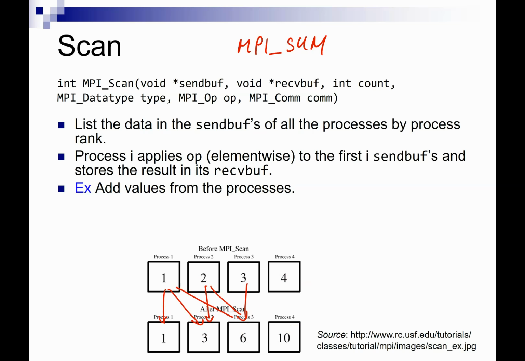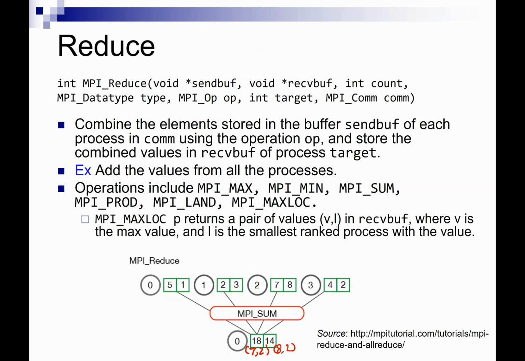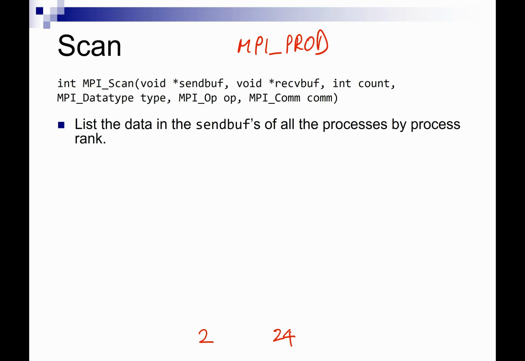And again, you don't have to use sum here. You could use something like product. So prod. In that case, the first process would get 1. The second process would get the product of the first 2 values, so that's 2. The third process would get the product of the first 3 values, so that's again 6. And the fourth process would get the product of all 4 values, which is going to be 24. And the operation that you can use, you can use any of the reduce operations. So you can use sum, product, max, min, all of these operations.